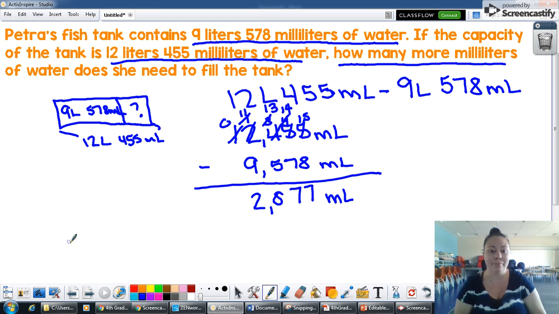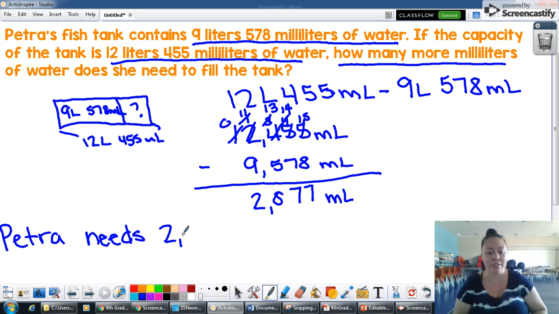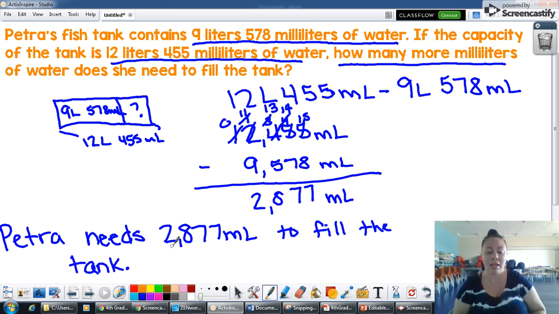So I can say Petra needs 2,877 milliliters to fill the tank. And that is the right of my read, draw, and write.